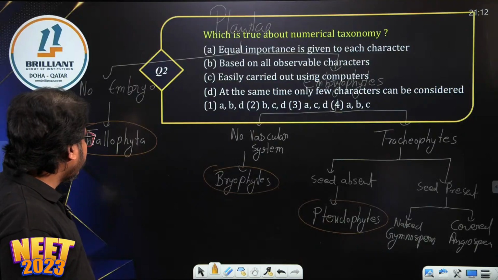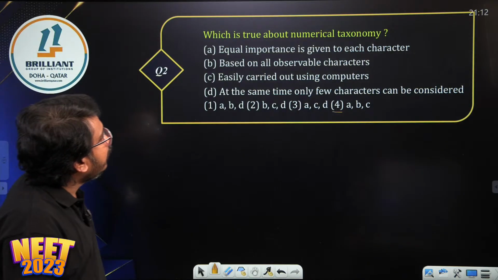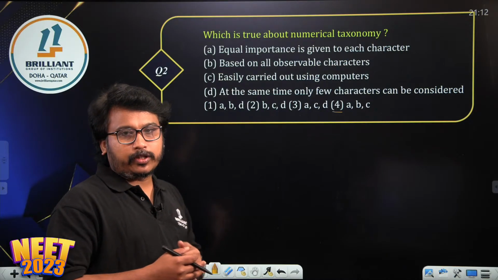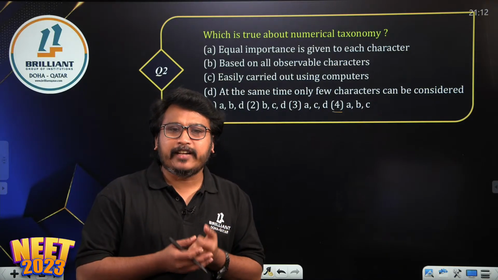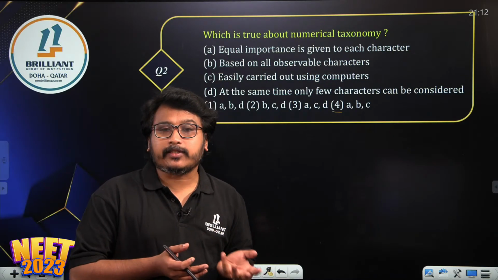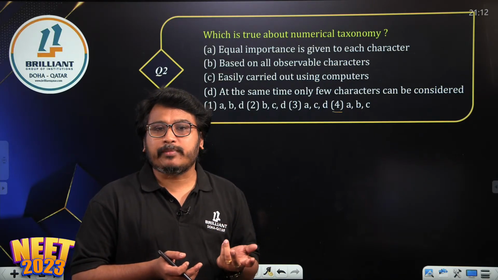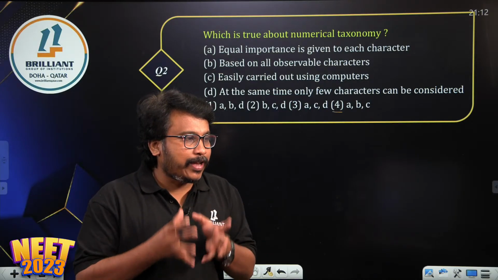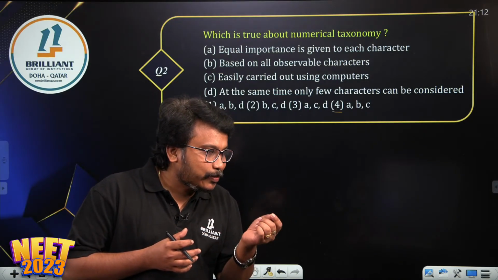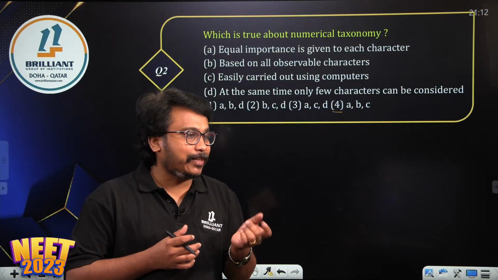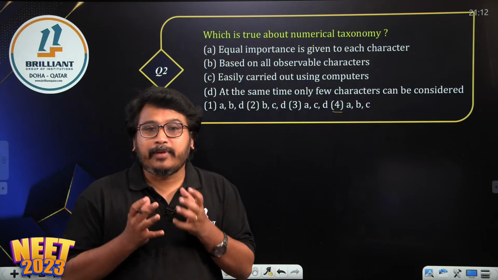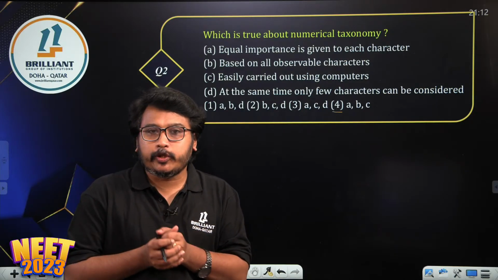Now let's go for the next question. Which is true about numerical taxonomy? So three more types of taxonomy are given in NCERT: chemotaxonomy, cytotaxonomy and numerical taxonomy. Chemotaxonomy, you can see Sanjay has also given the answer. Very good.